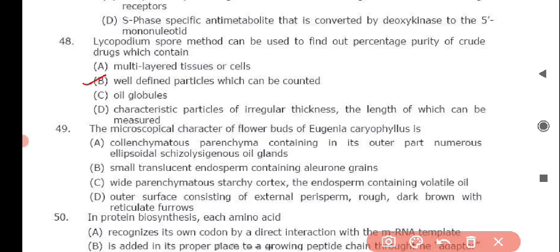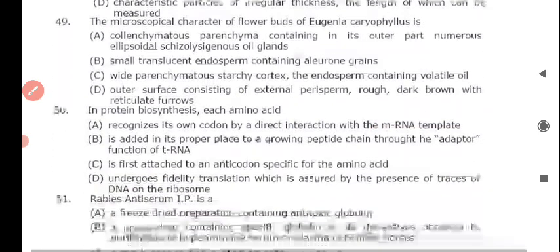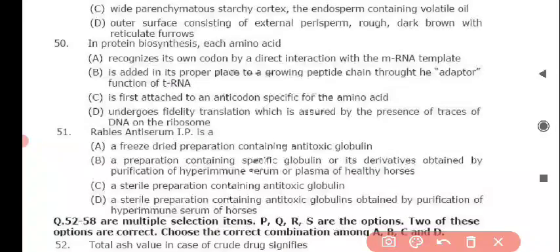Next question is, the microscopical character of flower buds of Eugenia caryophyllus is, and the correct answer is option A, collenchymatous parenchyma, containing in its outer part numerous ellipsoidal schizolysigenous oil glands. Then coming to next question, in protein biosynthesis, each amino acid is added in its proper place to a growing chain through the adaptive function of transfer RNA. So option B will be correct.